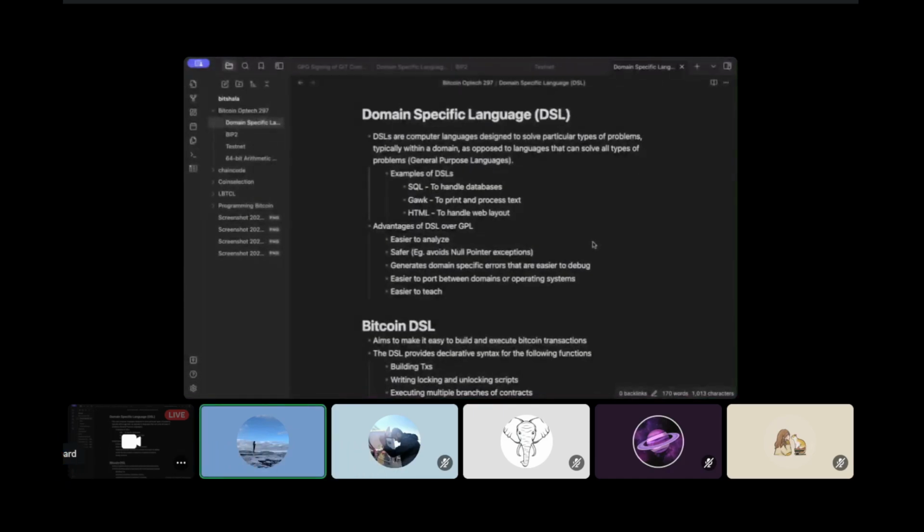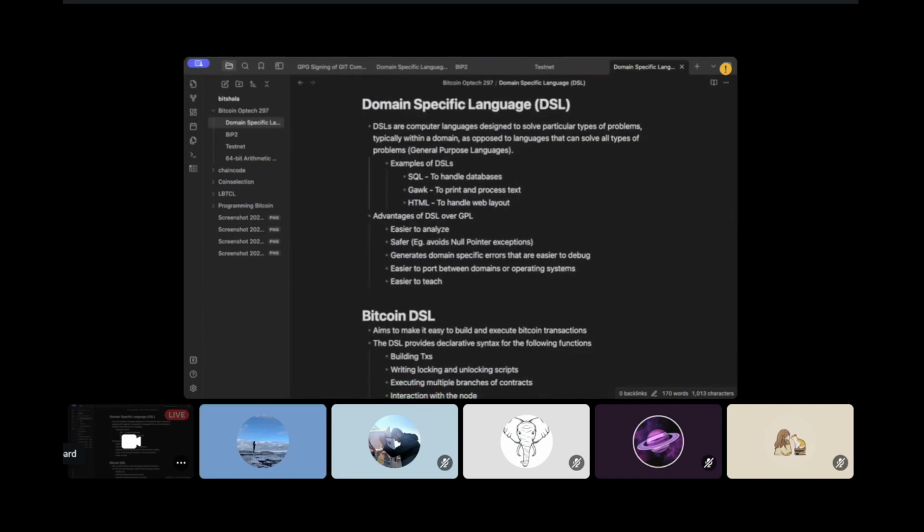Okay, so the first item in the newsletter is that there is a dev named Kulpreet Singh who is designing a domain specific language for Bitcoin. So, let me briefly go through what domain specific languages are and what Bitcoin domain specific languages will look like and what they try to do.